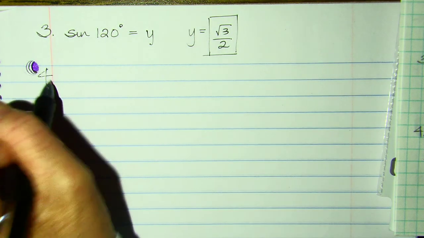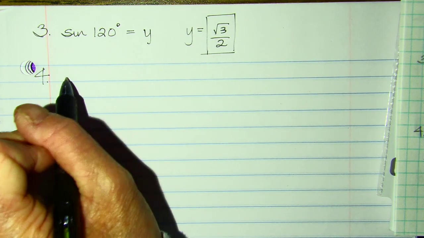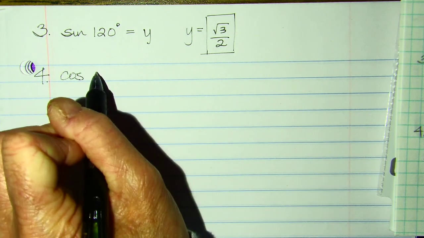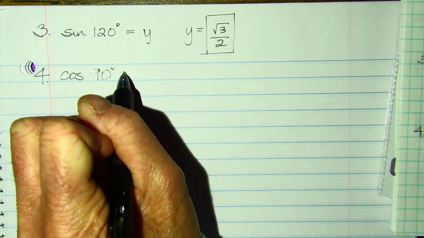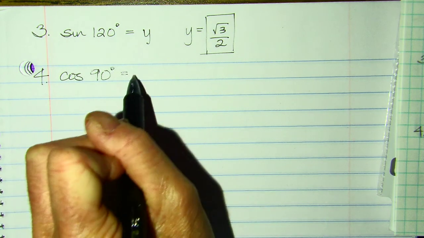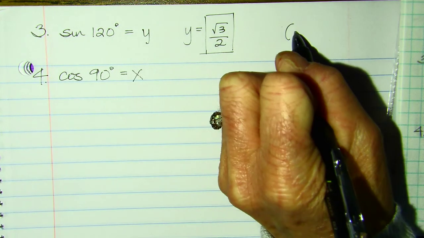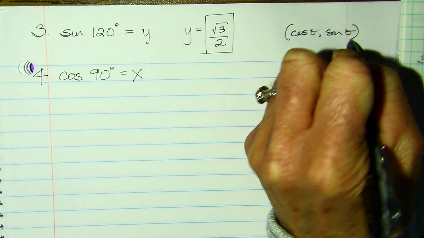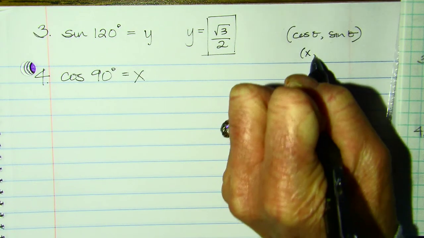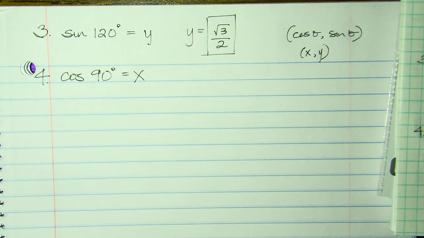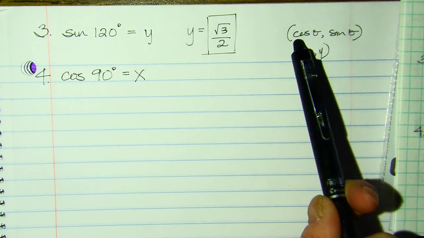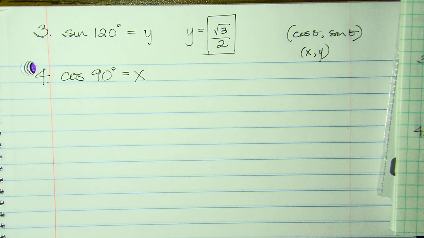Part 4, find the cosine of 90 degrees. Okay, remember cosine is x, so if it helps you, I like to write cosine of theta comma sine of theta, basically replacing x comma y, so I know it goes cosine, sine. Another way to remember is it's alphabetical. X comes before y in the alphabet, and C comes before S in the alphabet. So that's another way to remember it.